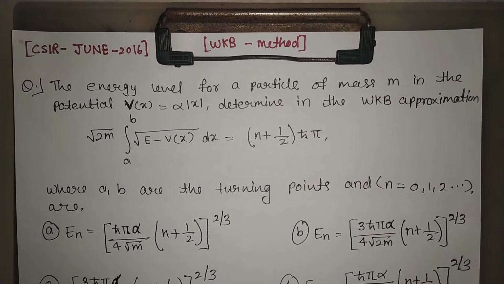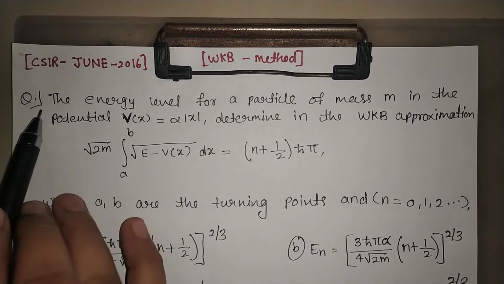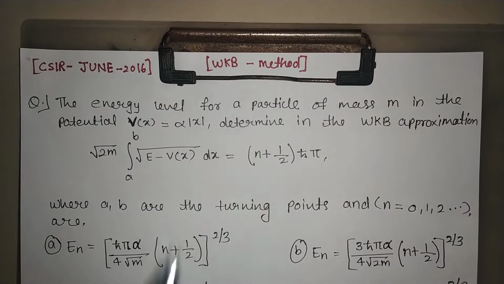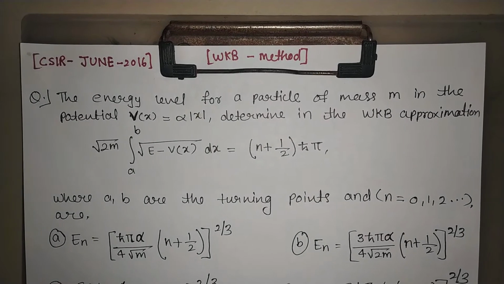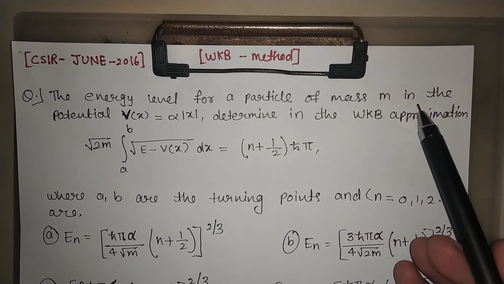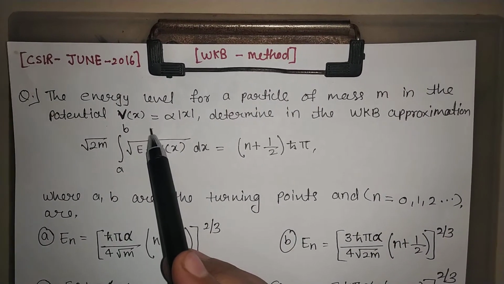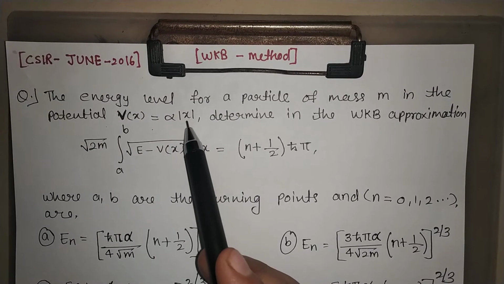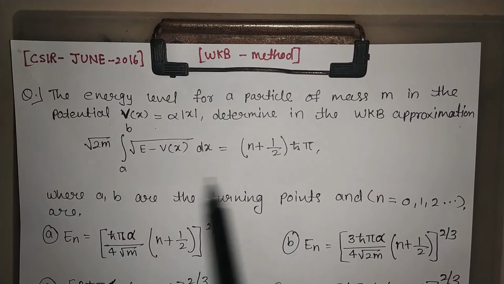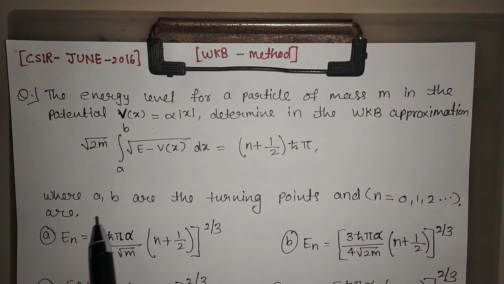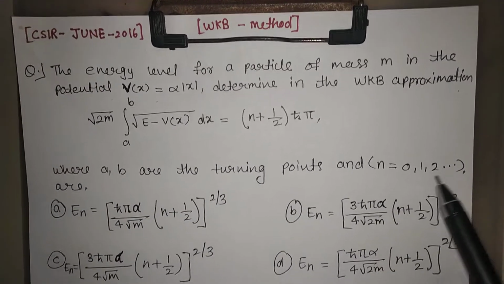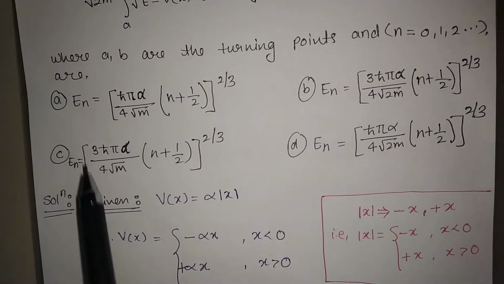In this video I am going to teach you one of the questions which was asked in CSIR NET. Here I am going to solve one question which was asked in CSIR June 2016 on the WKB method. The question is: the energy level for a particle of mass m in the potential V of x, which is given as alpha mod of x, determine in the WKB approximation, and we are given one integration, where a and b are the turning points and n takes the values 0, 1, 2, and so on.